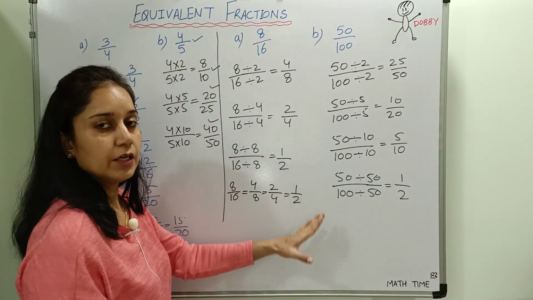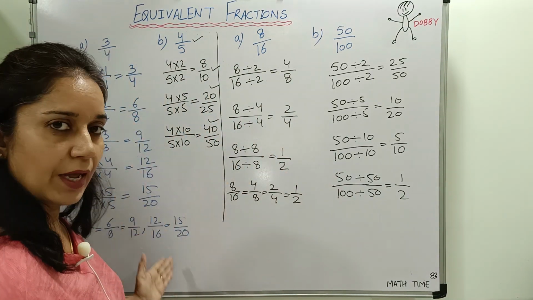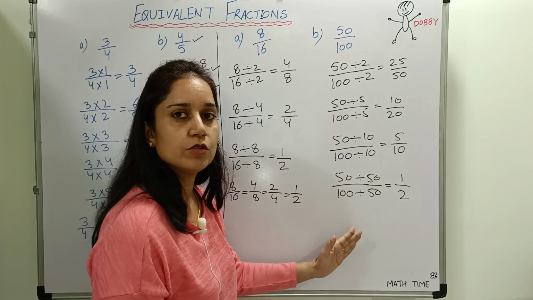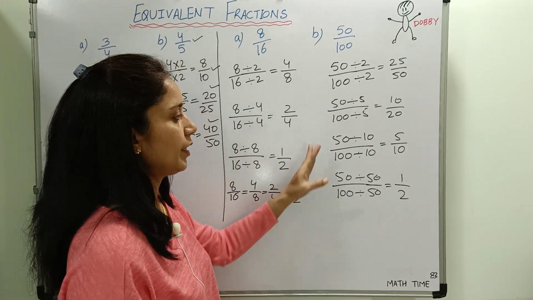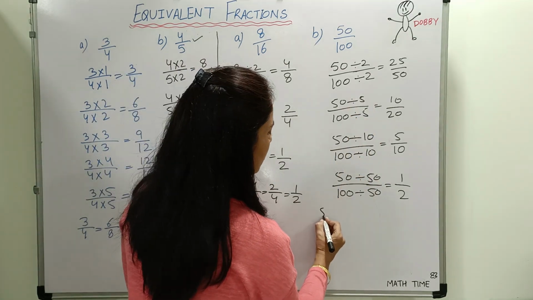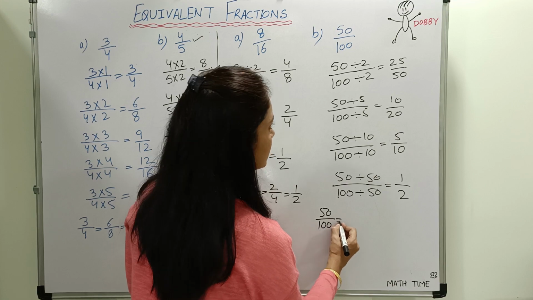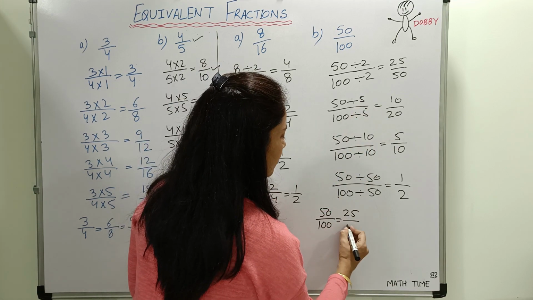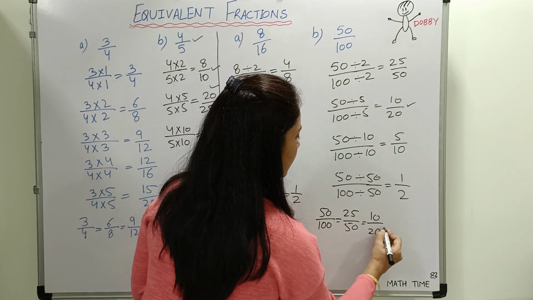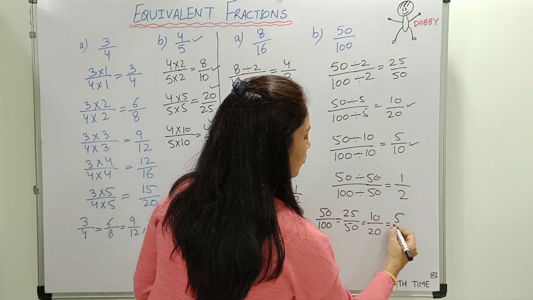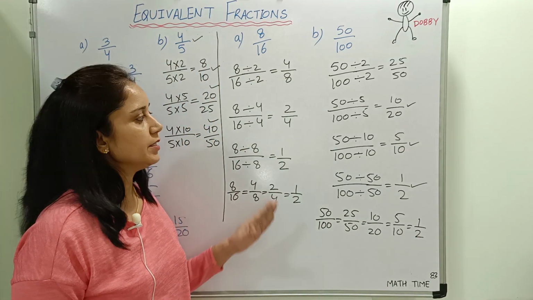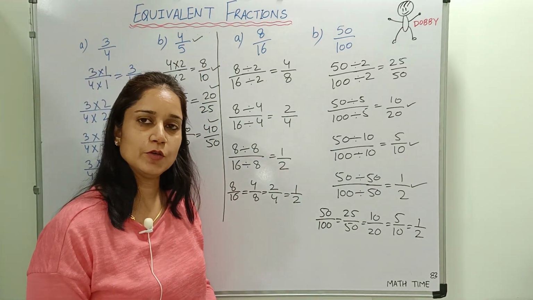So here you can see we can find the equivalent fractions by multiplying the given fraction, numerator and denominator both, by a common number and dividing also by a common number. The thing that you have to take care of is that the fraction should be divisible by that common table which you are choosing. So yes, 50 upon 100, the given fraction, is equal to 25 upon 50, further equal to 10 upon 20, further equal to 5 upon 10, and which is further equal to 1 upon 2. I hope the concept of equivalent fractions is clear to you.